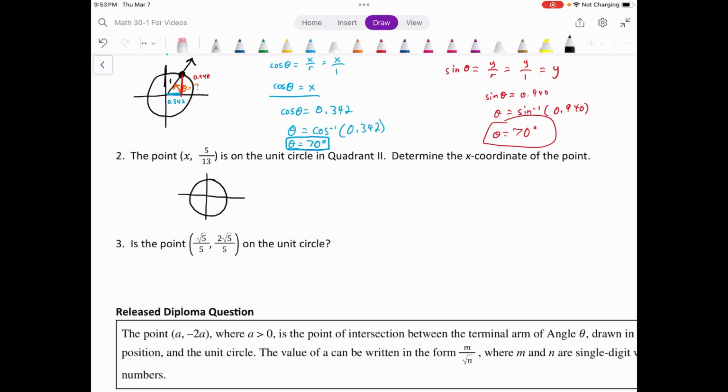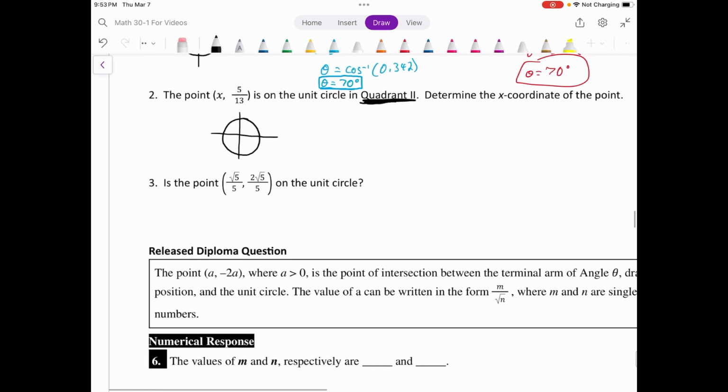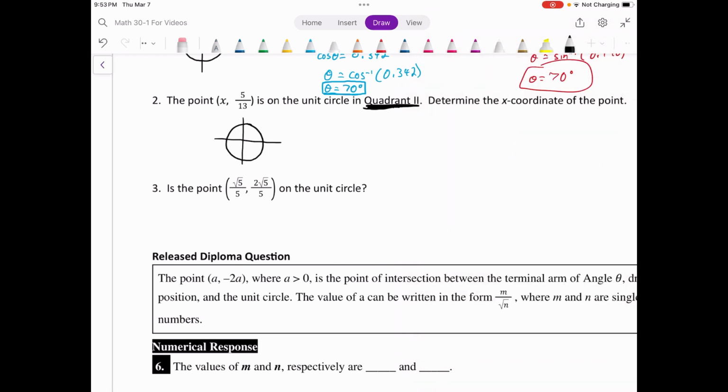So, first thing, it's in quadrant 2, okay? Because again, with 5/13, our point could be in quadrant 1 or 2, because all we know is that y is positive 5/13. Okay, so it could have been somewhere here or somewhere here, but the fact that it's in quadrant 2 means we're dealing with something over here. We're expecting a negative x when all is said and done.